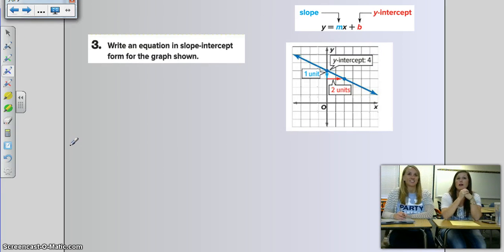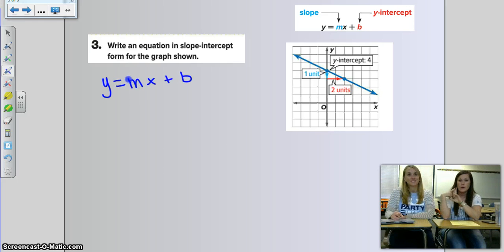Love it. Okay. Now, here's where you're going to write it from a graph. So this is where we're putting it all together. Got it. The whole kit and caboodle, if you will. So we need to find the slope and we need to find the y-intercept.